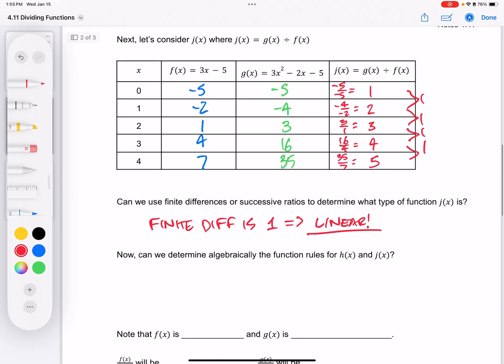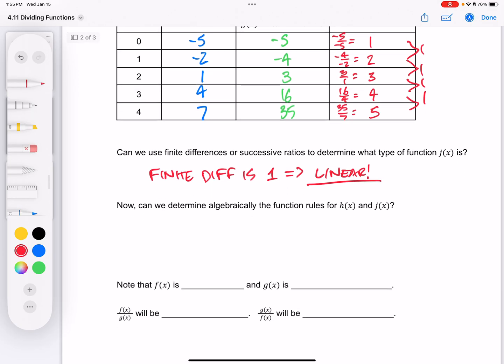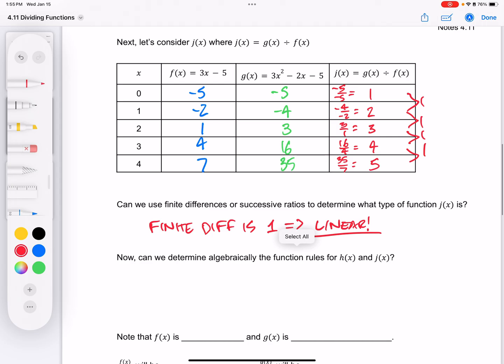Okay. So can we determine algebraically? Yes, we can. And the way that we're going to do that, check this out. We are going to factor g of x. G of x equals 3x squared minus 2x minus 5.